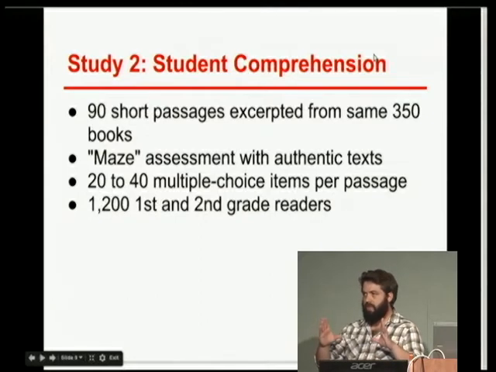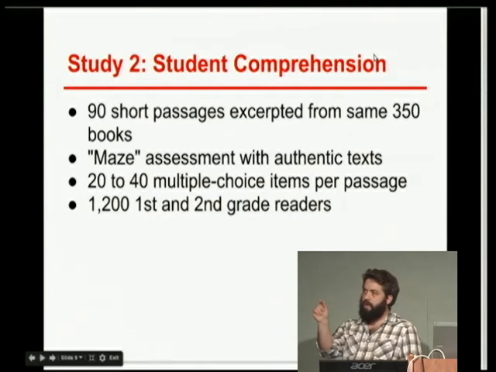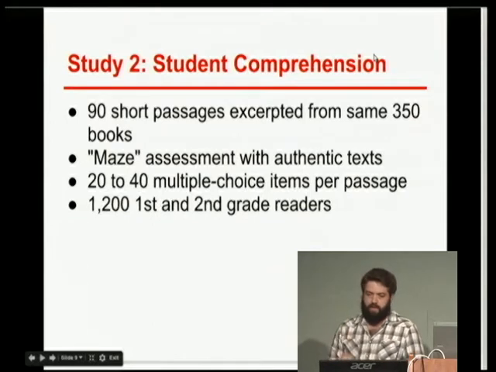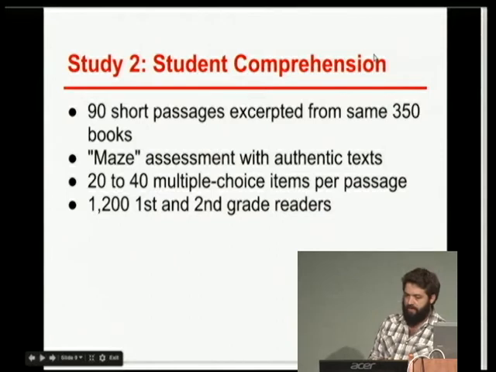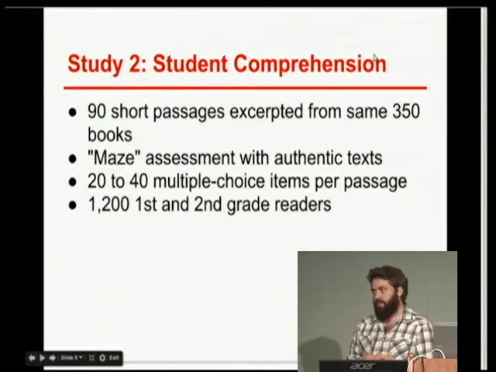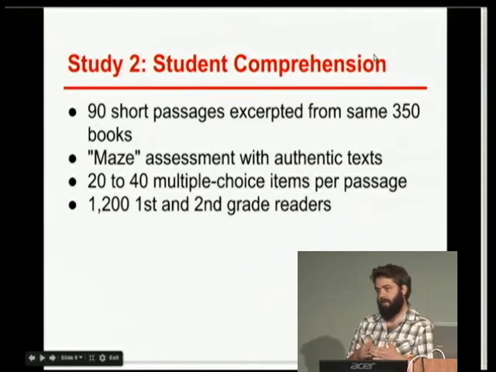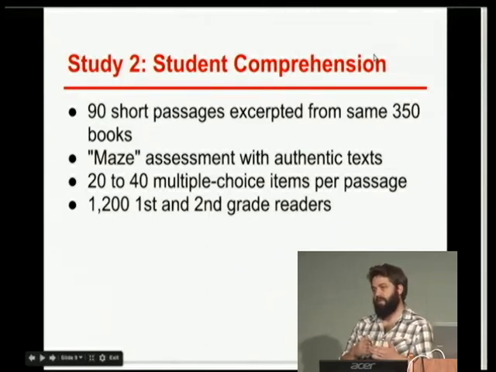Again, the students are looking at the book with the pictures and everything in place, but every couple words, a word is removed, and a multiple choice item is there. Like, which word was in the text? Circle that word. 20 to 40 of those items per passage, and we had 1,200 first and second grade readers perform this assessment. We're able to analyze all that data using the Rasch model and assign these interval scale scores to all of these texts.